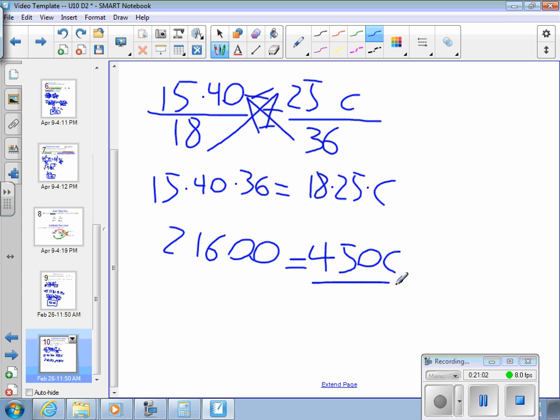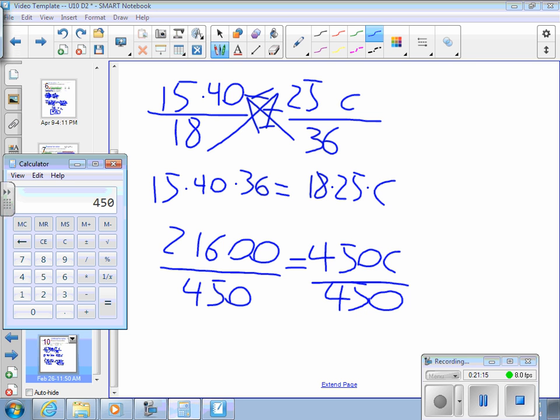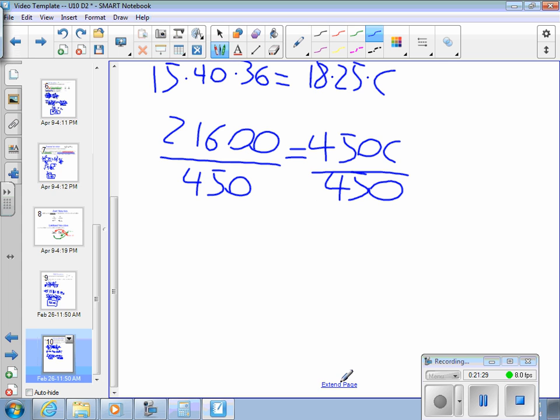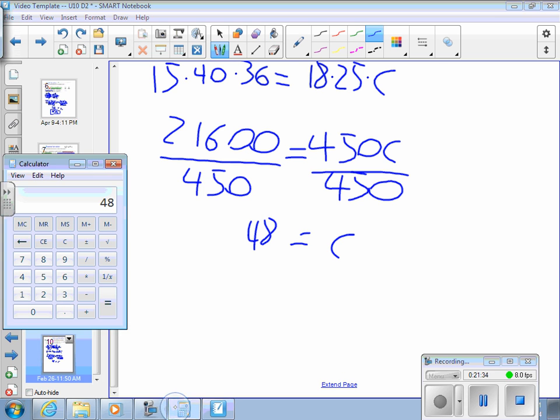Okay, so now we're going to divide both sides by 450. So I have 21600 divided by 450 equals 48. So C equals 48. I will double check my calculator that I remembered that correctly, and I did.